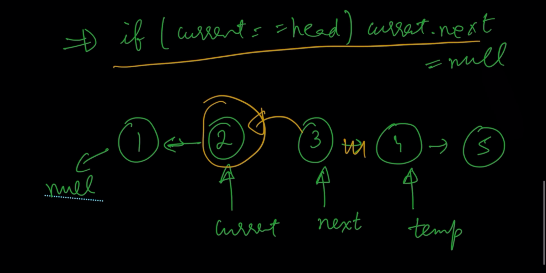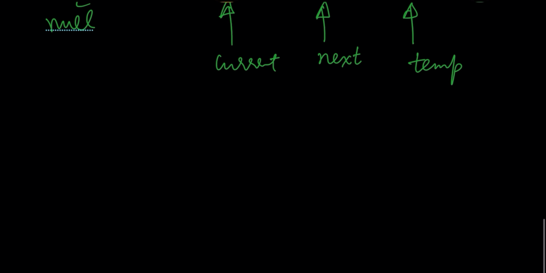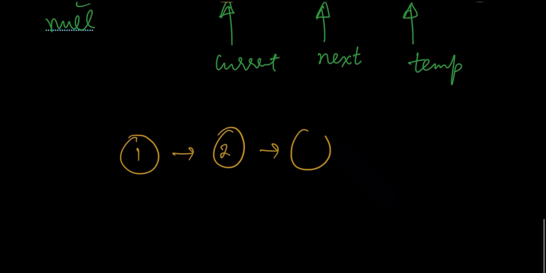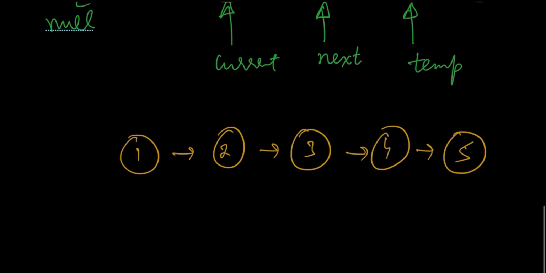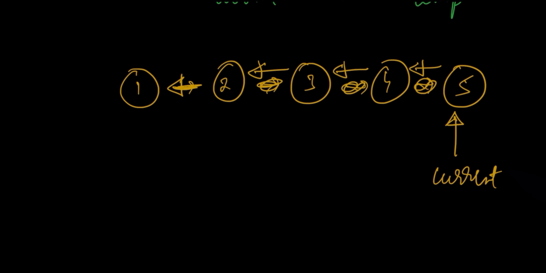So we only need this if block for the head node, and once we reach the end of the linked list, now how do we identify we reach the end of the linked list? At the end, we're going to have a situation where our node 5 is the current node and our next node is null.